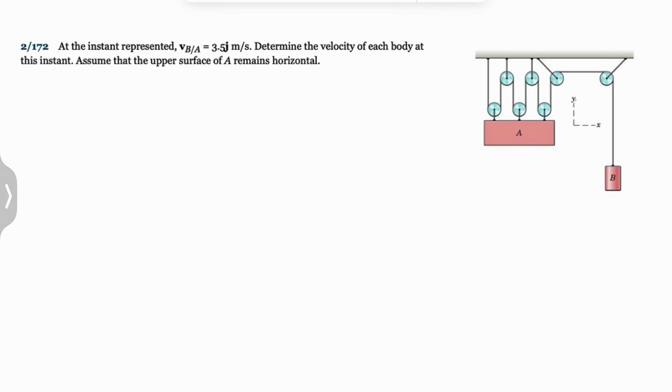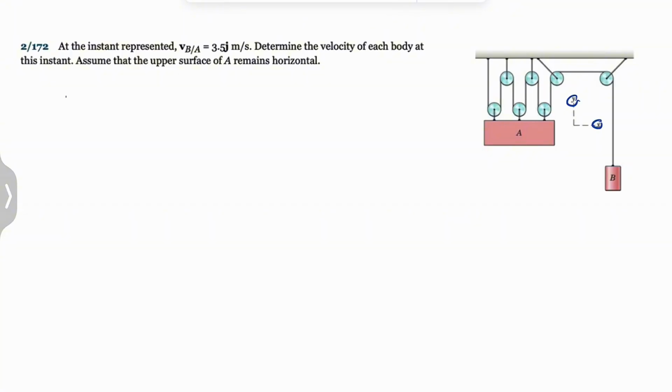Okay, welcome back, guys. We're going to be solving another question from the second chapter of the Meriam Dynamics textbook. At the instant represented, the velocity of B relative to A is 3.5 meters per second, in the y direction.